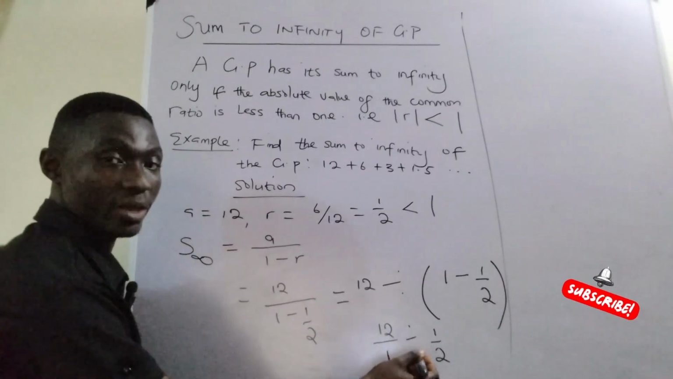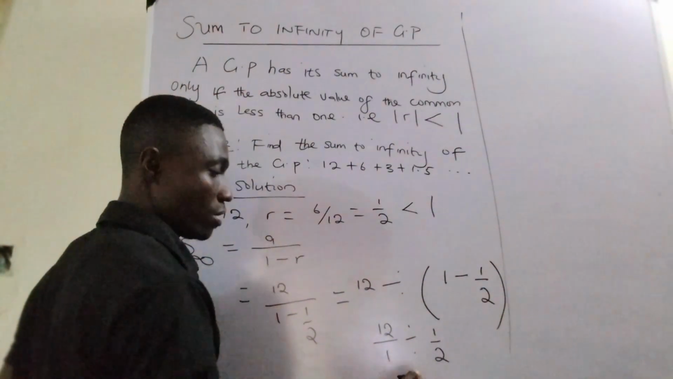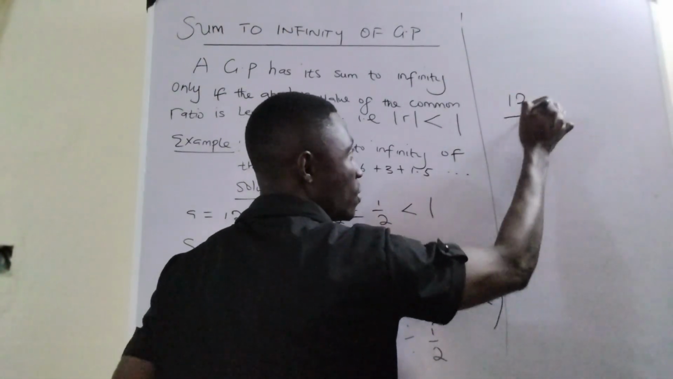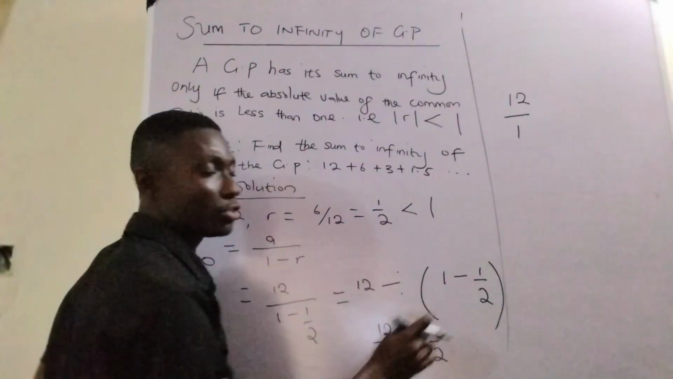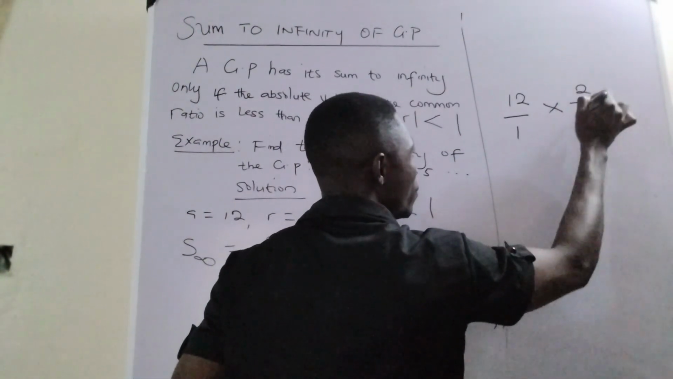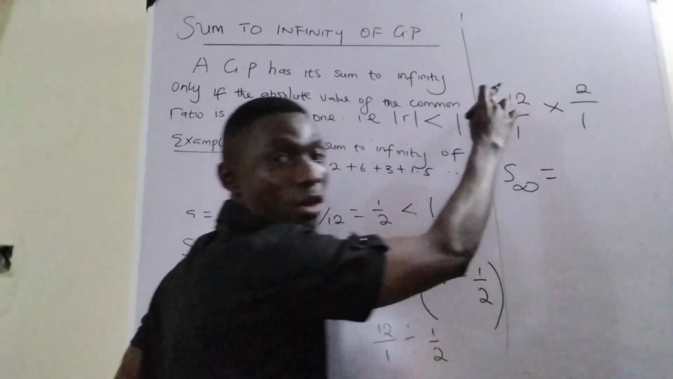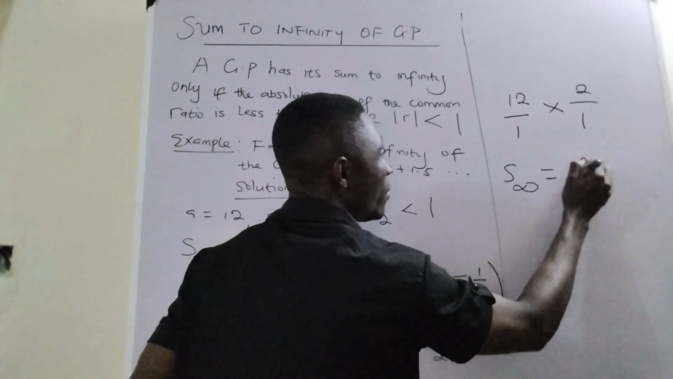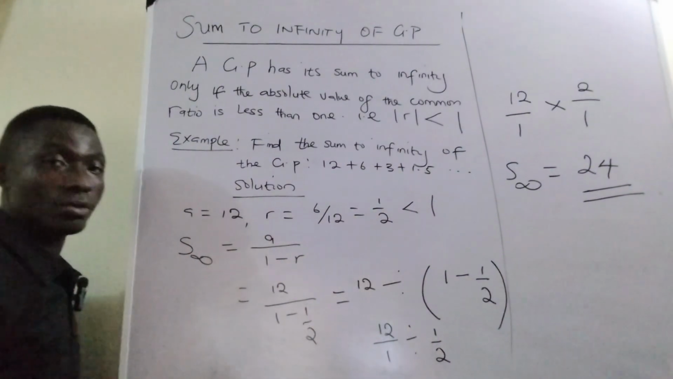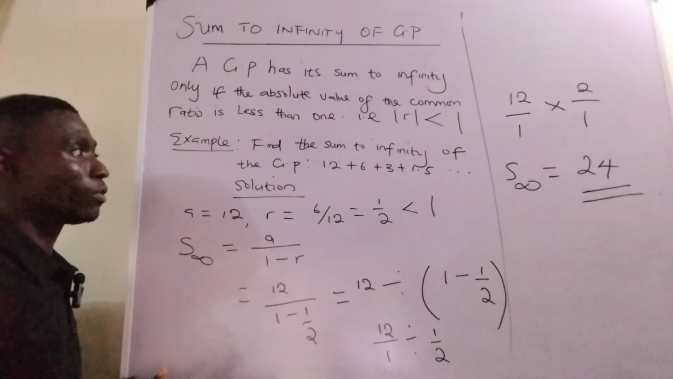And from here, we can comfortably use the multiplication of reciprocal to turn this. So we can say that this is in turn 12 over 1. The division changes to multiplication, and that will give us times 2 over 1. And sum to infinity will be given as 12 times 2, and that will give us 24. Very simple. So that's how to go about seeking to know sum to infinity of a GP.